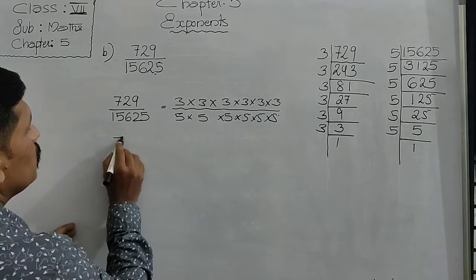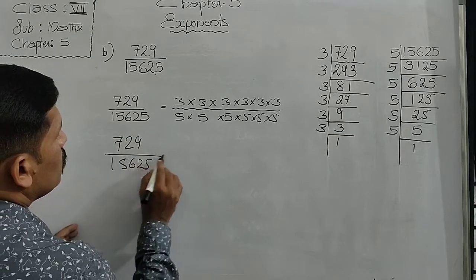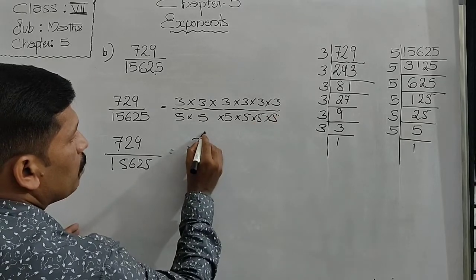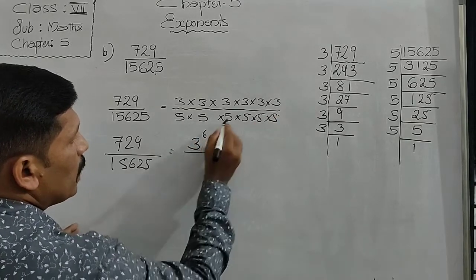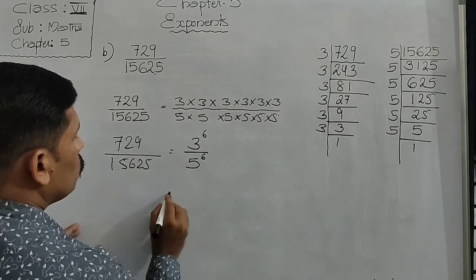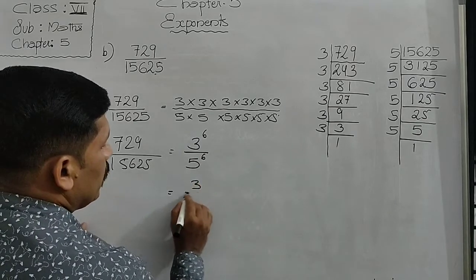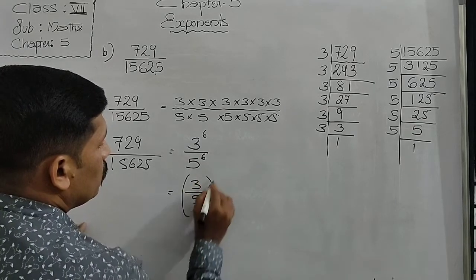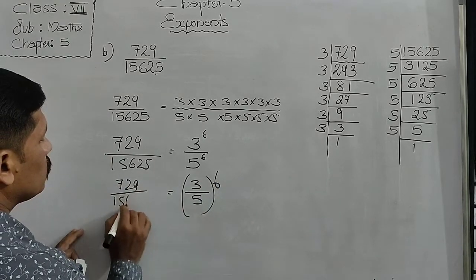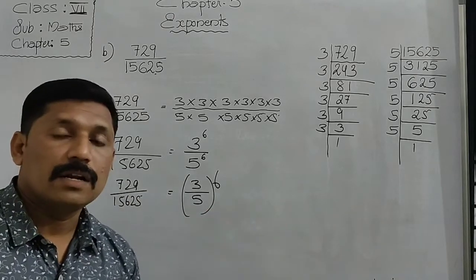Therefore we can write 729 upon 15,625 is equal to 3, how many times? 3 is repeating here, so 3 is the base and the power is 6 because it is repeating 6 times. Just like that, 5 is the base here because 5 is repeating 6 times. So here both the powers are the same. So we can write commonly 3 upon 5 power 6. So 729 upon 15,625 is now changed to its exponential form.